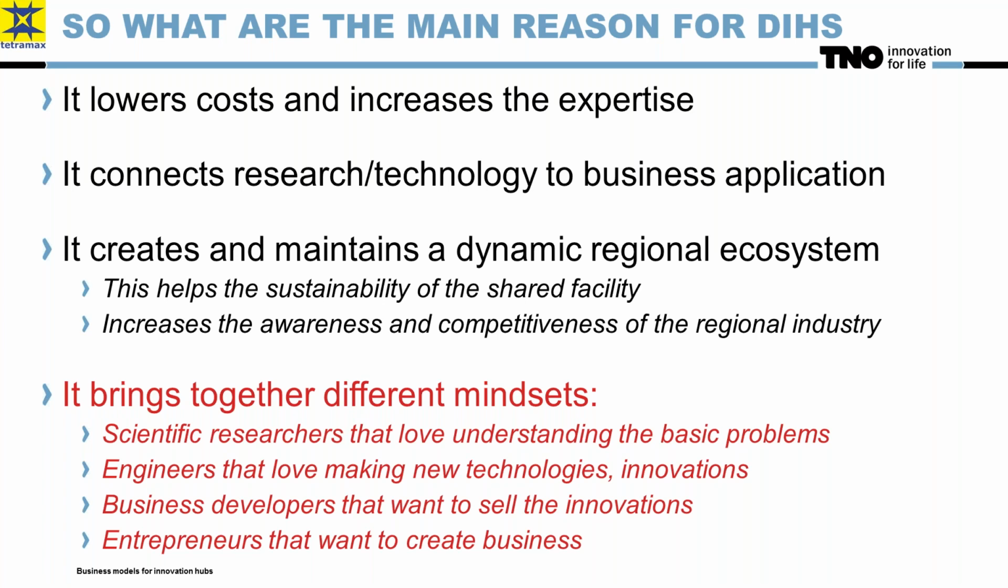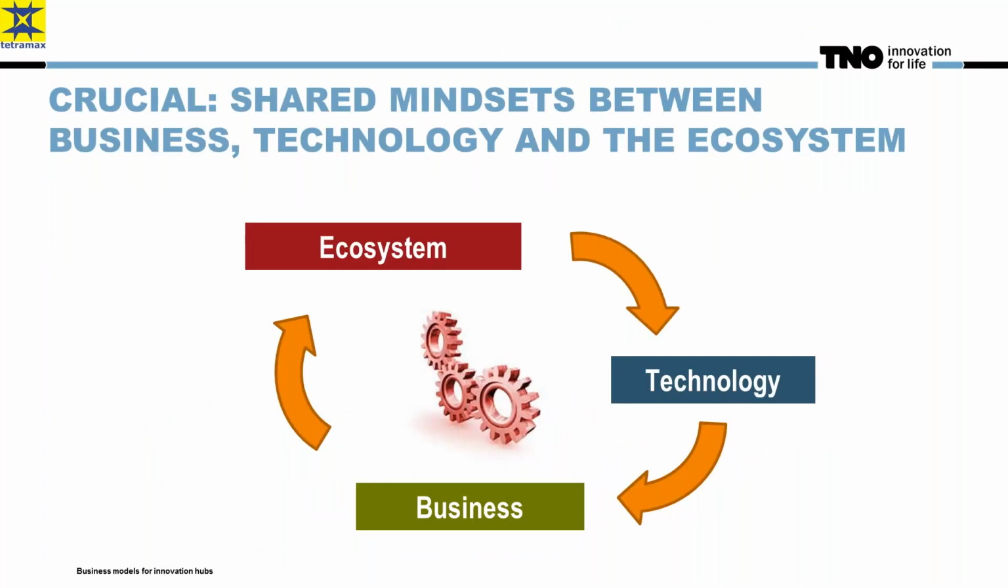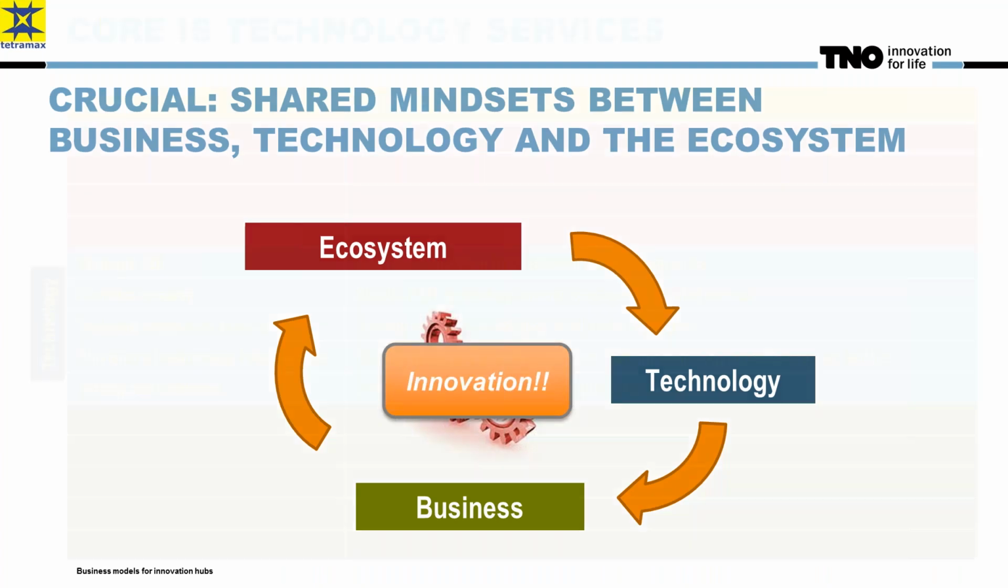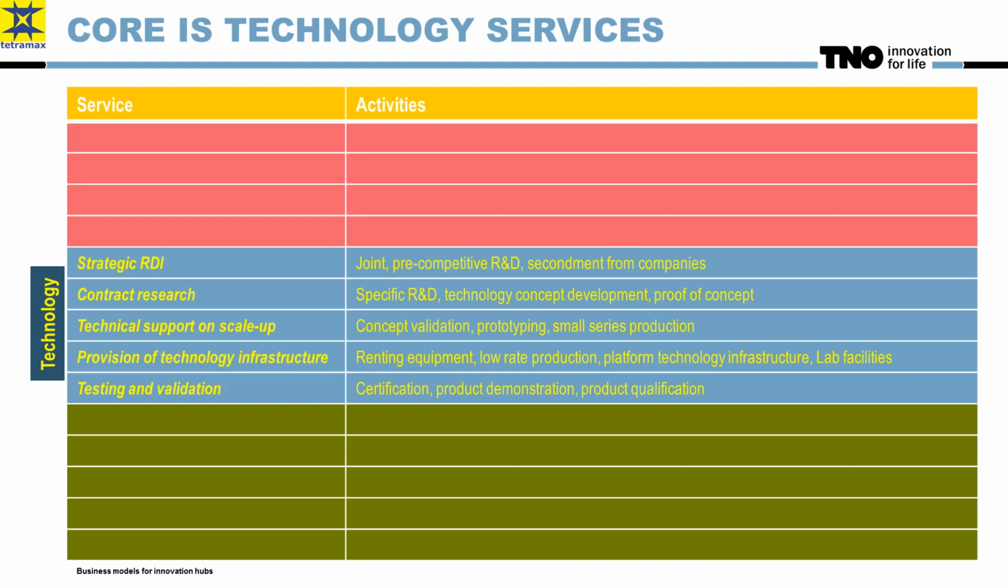And those four types of people are in a Digital Innovation Hub and in an ecosystem. And what we saw is that sharing of those mindsets, business, technology, and ecosystem, click, that is important for innovation. You need to combine that. And that gave us the idea of looking at a Digital Innovation Hub and trying to define a Digital Innovation Hub. So what we did was we started with just a kind of a description on that.